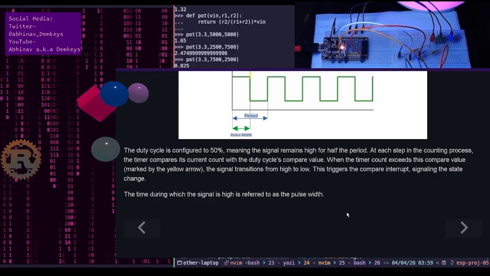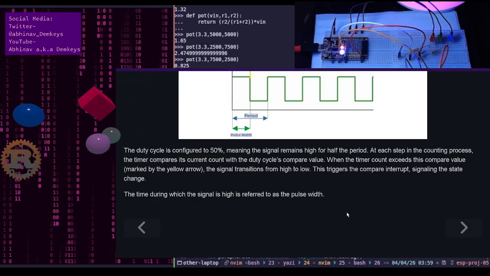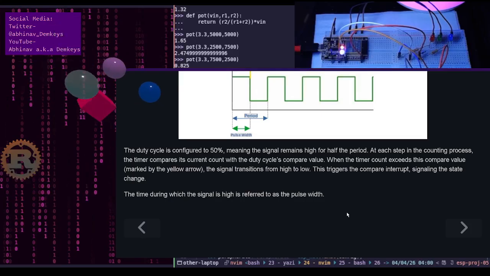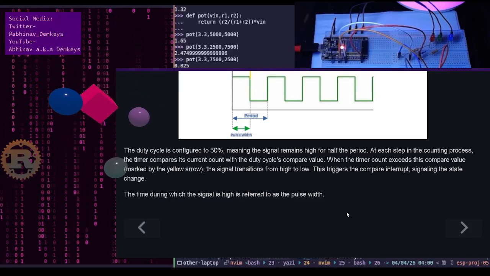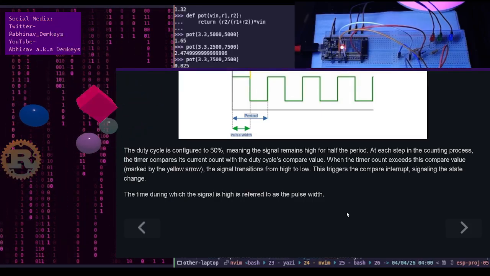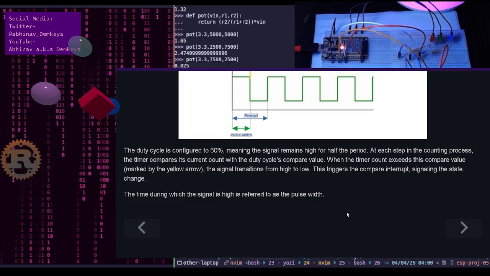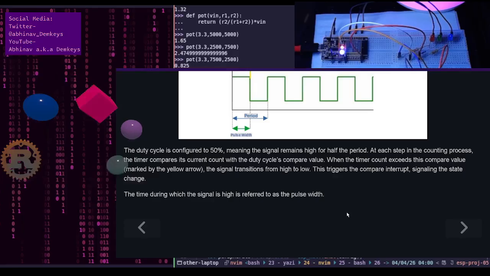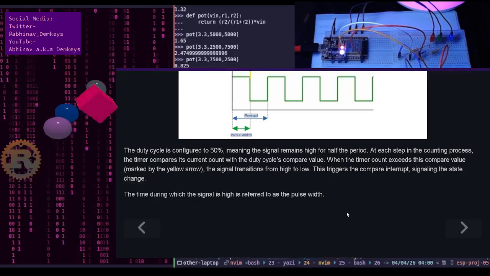Yeah, that makes sense, because the duty cycle is essentially a percentage of the period, right? So the duty cycle is specifying what percentage of the period that the signal is going to stay high. And so what that formula gives you is called the pulse width.